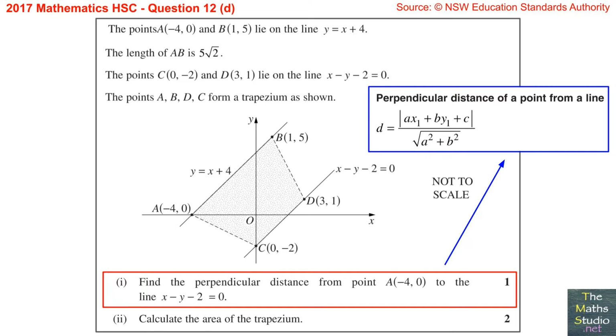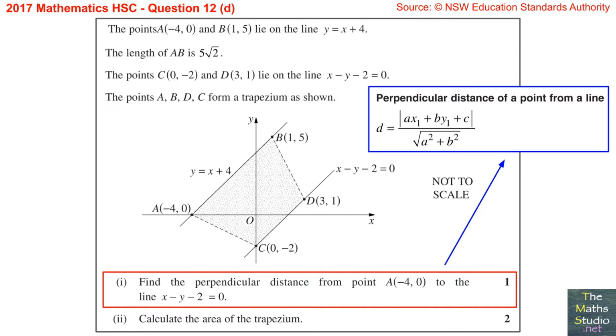Question 12, Part D. The points A(-4, 0) and B(1, 5) lie on the line y = x + 4. The length of AB is 5√2. The points C(0, -2) and D(3, 1) lie on the line x - y - 2 = 0. The points A, B, D, C form a trapezium as shown.